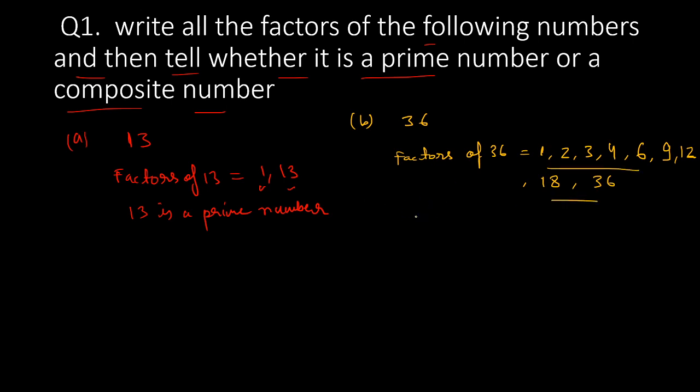Now is 36 a composite number or a prime number? If any number has factors other than 1 and the number itself, then the number is a composite number. 36 is not a prime number. 36 is a composite number. So what you have to do, students, is first write the factors of the given number, then tell if that number is a composite number or a prime number. That's all you have to do. Okay, I hope it is clear. Now shall I move to the next question?